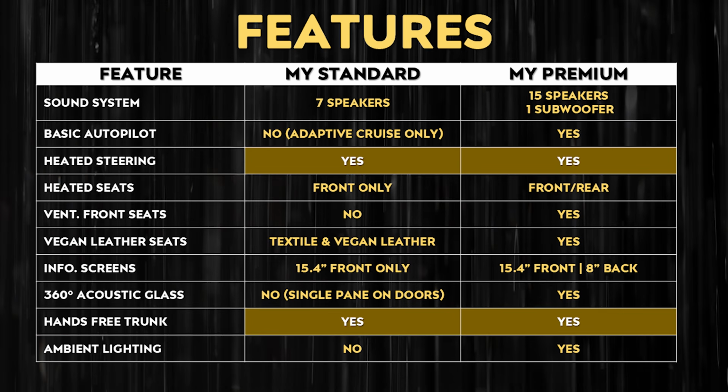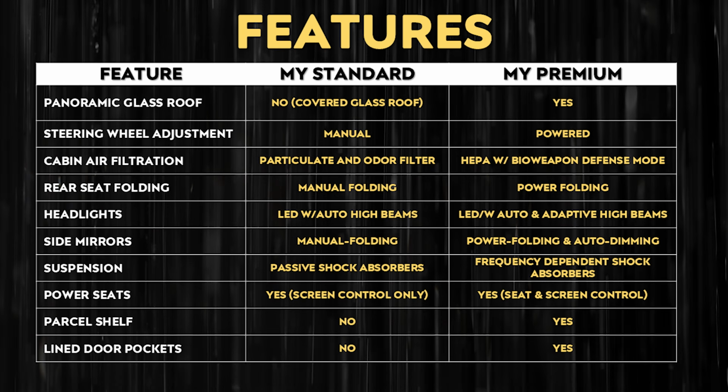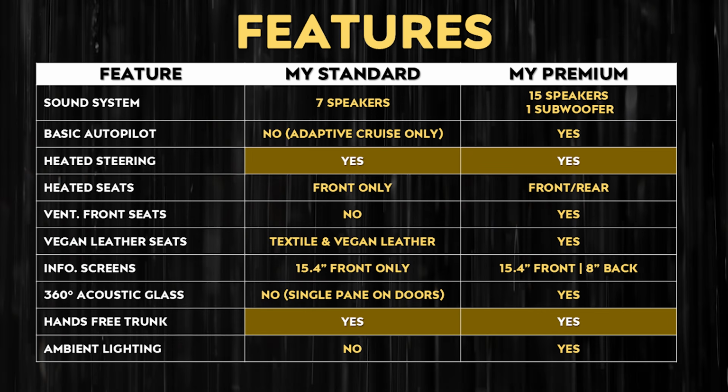With the standard version, you also lose the advanced HEPA filtration system in bioweapon defense mode, and there's no parcel shelf included. You also have a much more basic suspension system, so the vehicle is most likely not going to ride quite as smoothly as the other versions of the Model Y. Thankfully, the standard version does retain the hands-free power rear liftgate.